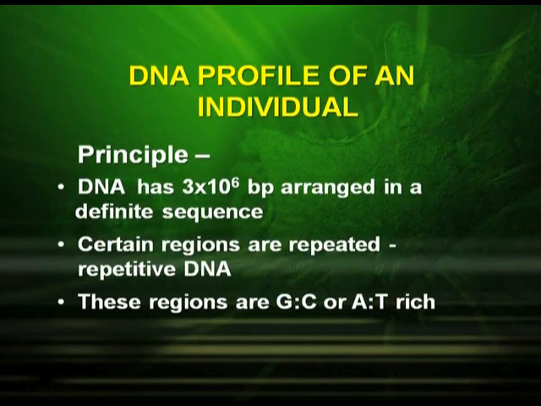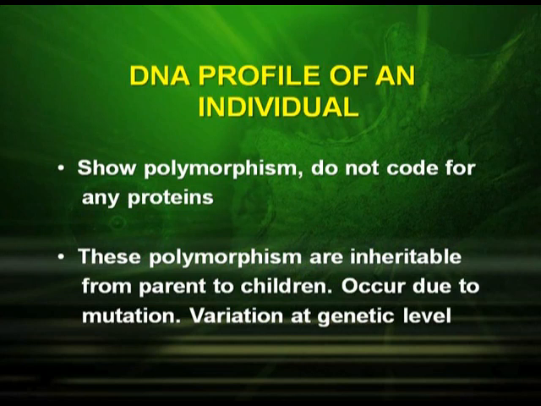Basically, DNA fingerprinting is the DNA profile of an individual. It is based on the principle that the DNA has 3 × 10⁹ base pairs which are arranged in a definite sequence. Certain regions are repeated, which are called repetitive DNA. These regions are G to C or A to T rich. These regions show polymorphism, and they do not code for any proteins. These polymorphisms are inheritable from parent to children, and they occur due to mutations. So, the variation is at the genetic level.